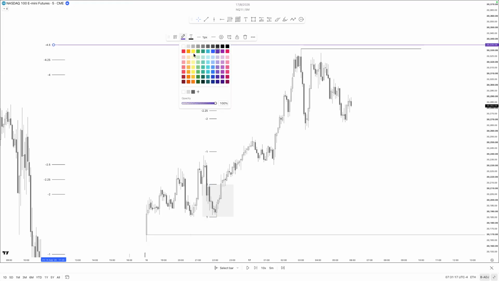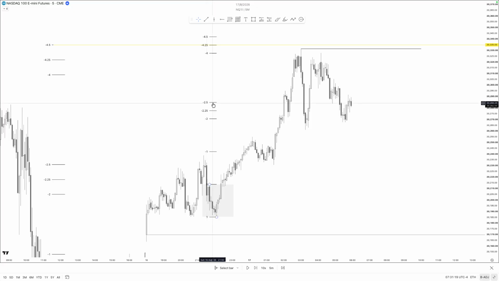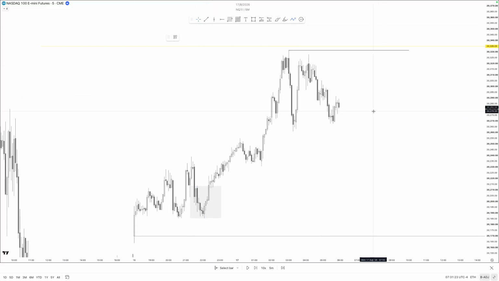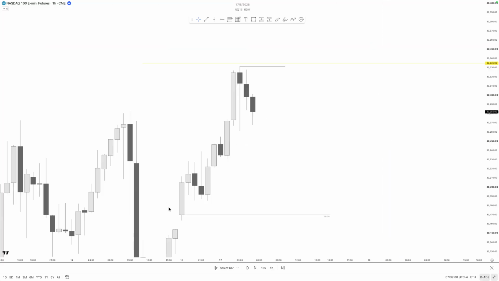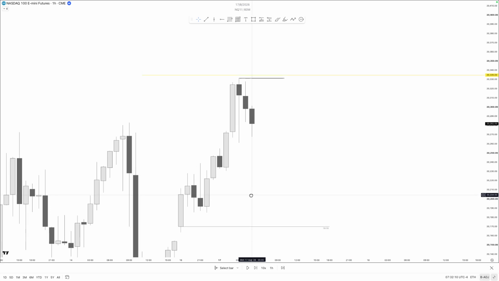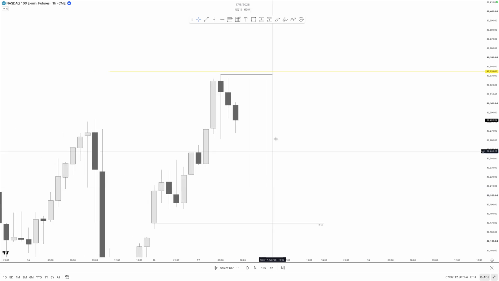I'll make this a bit clearer. I can do yellow like that and then remove my projections. This specifically is the area I'm looking for a reversal away from, like this. Perfect. So now we have the new 4-hour open coming up.